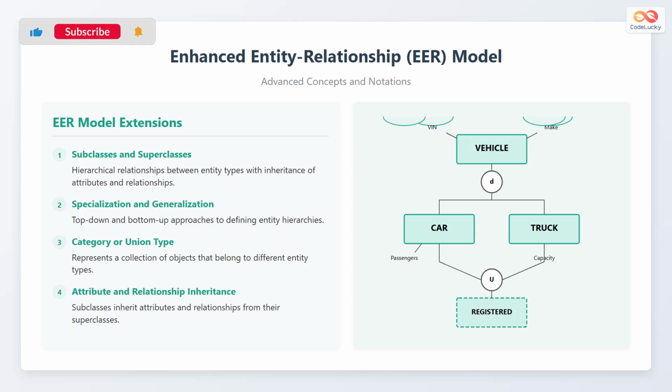Let's dive into the Enhanced Entity Relationship Model. The model includes advanced concepts and notations that extend the basic model. Key extensions include subclasses and superclasses that represent hierarchical relationships between entities with inheritance. Specialization and generalization offer top-down and bottom-up approaches to defining entity hierarchies. A category or union type represents a collection of objects that belong to different entity types, and attributes and relationship inheritance allows subclasses to inherit properties from their superclasses.